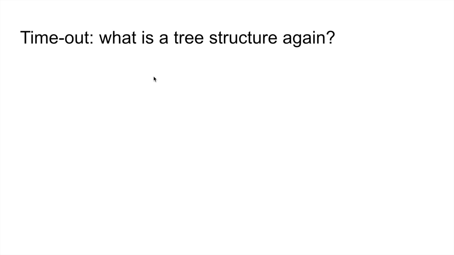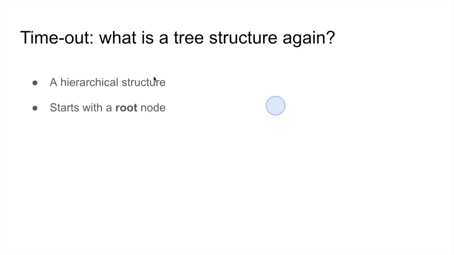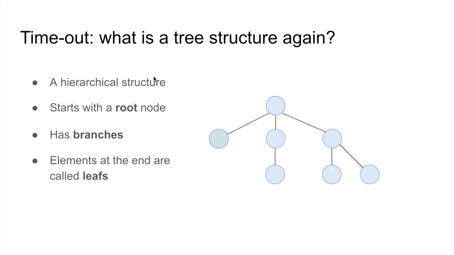Whoa, time out! Remind us, what is a tree structure again? So a tree structure is a hierarchical structure. And like many other hierarchical structures, it has one point of origin, which we call a root node or the root. Something like this. Like any other tree, it has branches, like these, and the elements at the end are what we call leaves or leaf nodes.